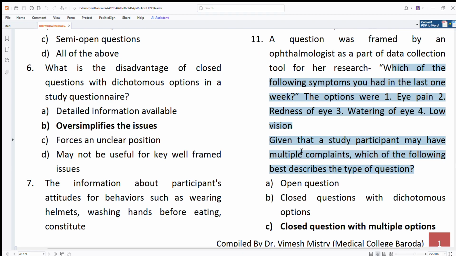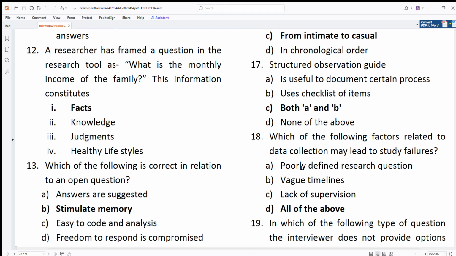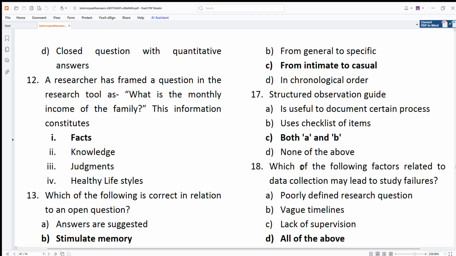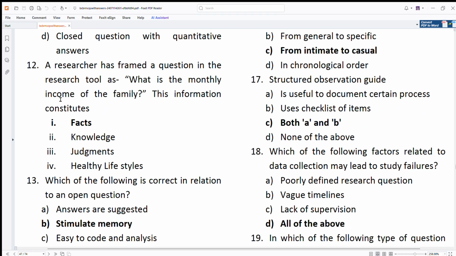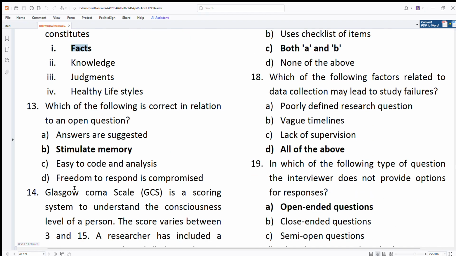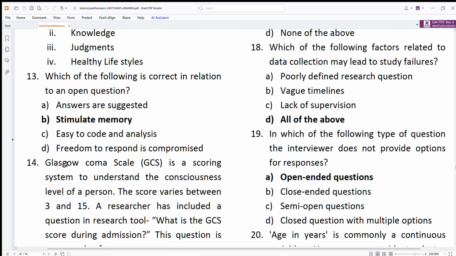But in that generally there is one answer. But here it can be more than one answer. Then a researcher has framed the question, what is the monthly income of a family? The facts. That's a fact. Open question, yeah, stimulates memory because then you have to think exactly, right? And what I have to write.